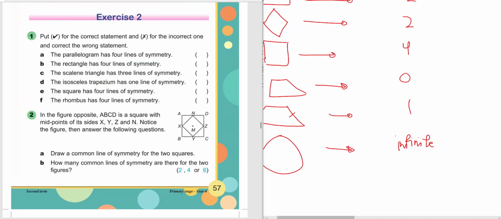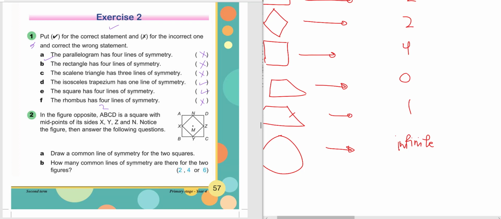Look at exercise number 2. Number 1, put true or false and correct the wrong statement. Letter A, the parallelogram has 4 lines of symmetry. False. The rectangle has 4 lines of symmetry. False. Scalene triangle has 3 lines of symmetry. False. The isosceles trapezium has 1 line of symmetry. True. The square has 4 lines of symmetry. True. The rhombus has 4 lines of symmetry. False.